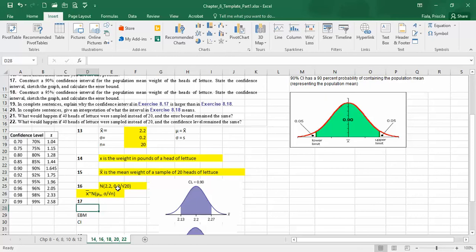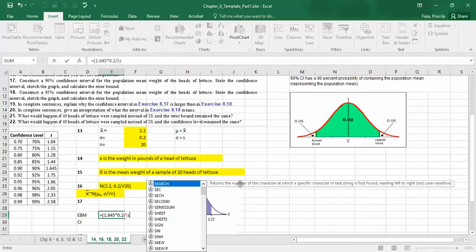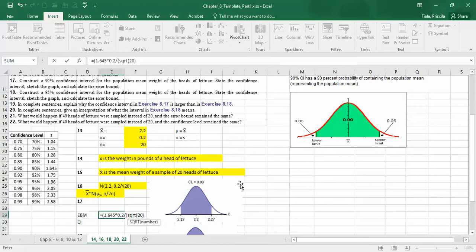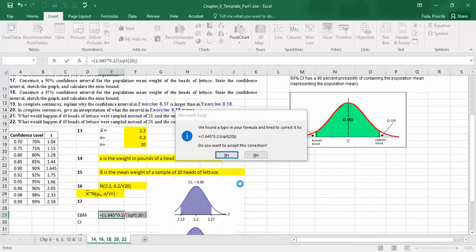So the way we do this, we're going to do equals, let's start with the error bound margin only. So it's just this portion right here, which is going to be really my confidence level, 1.645 times my standard deviation divided by the square root of my sample size, and I'm going to close it here.